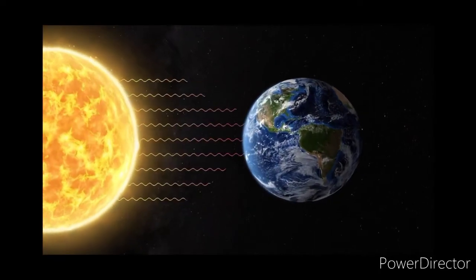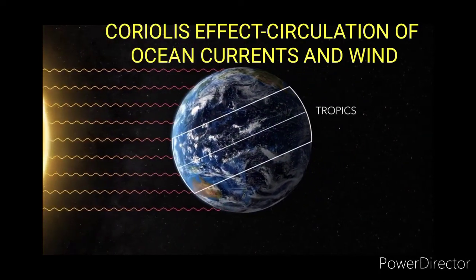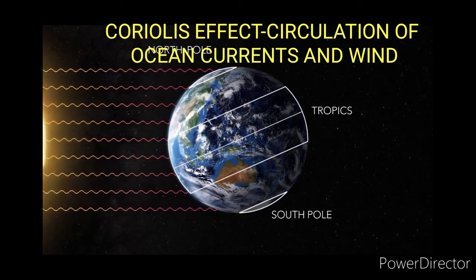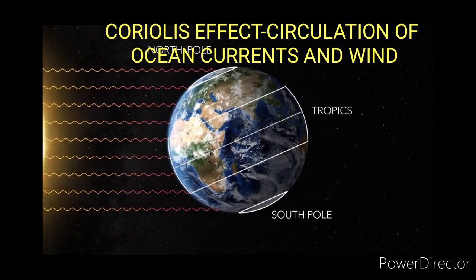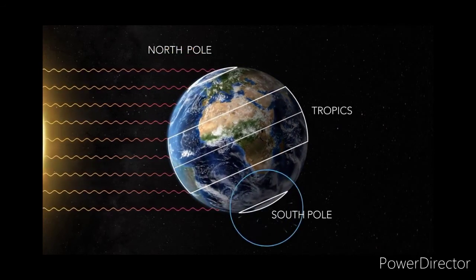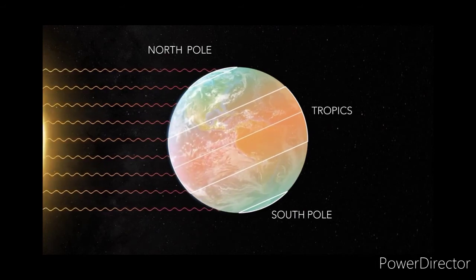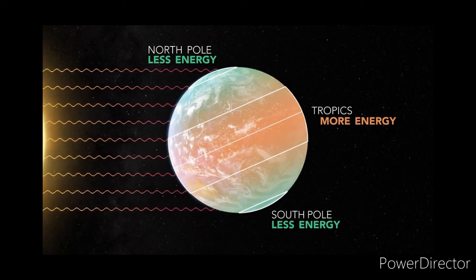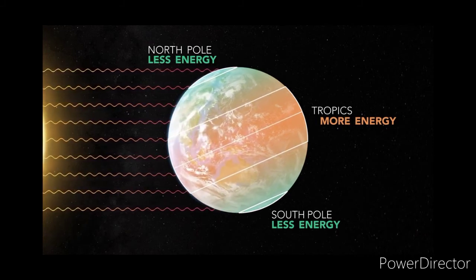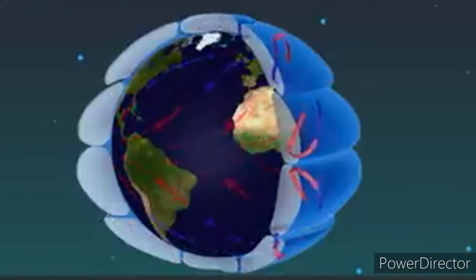Another effect of rotation is the circulation of ocean currents and the general circulation of the atmosphere. Children, how does it happen? As you know now, the earth is spinning with a great speed and different parts of earth receive different amounts of sunlight. So there is a difference in temperature at different places. So it affects the circulation of ocean currents and wind.